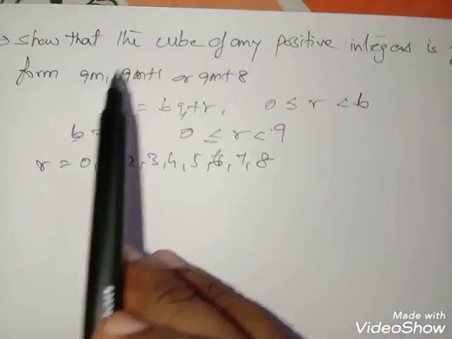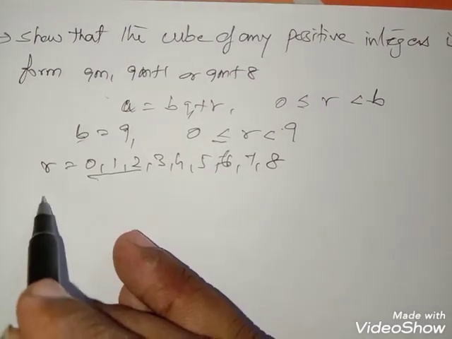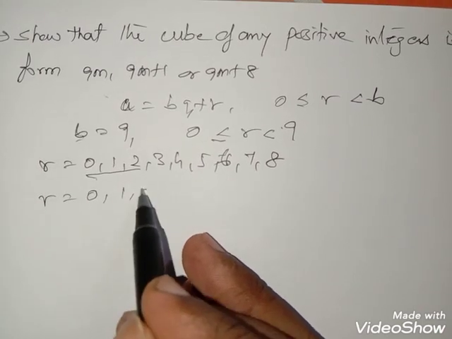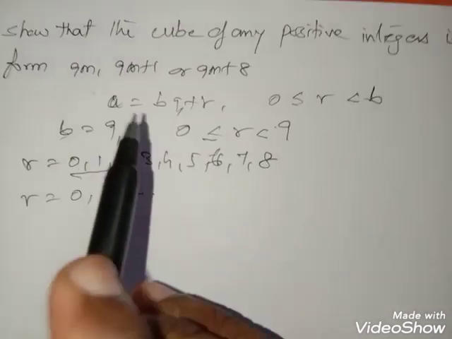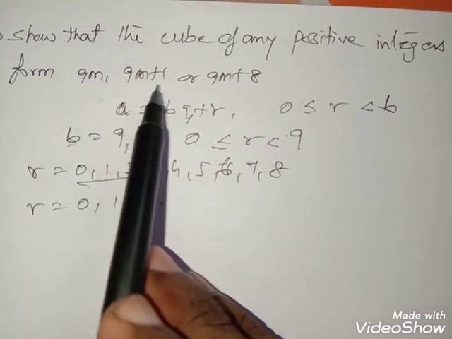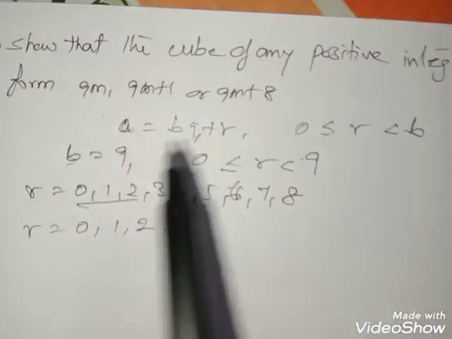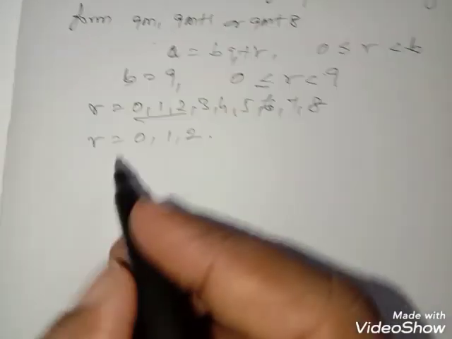Now in this they have asked only the 3 values, so I am taking only these 3 values, that is r is equal to 0, 1 and 2. Right, now before going to find the value of this, I can represent 9m plus 1 or 9m plus 8 in terms of 3m plus 1 and 3m plus 2. Just I am assuming that.